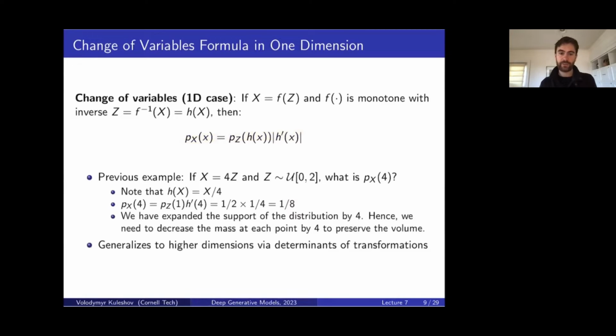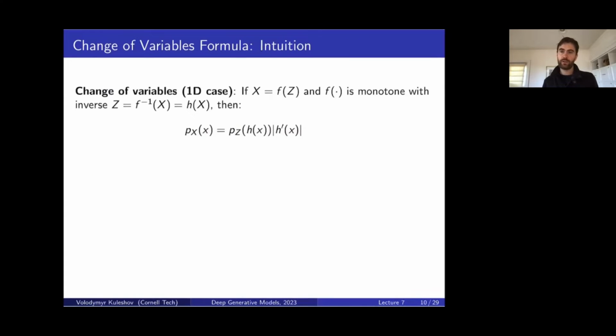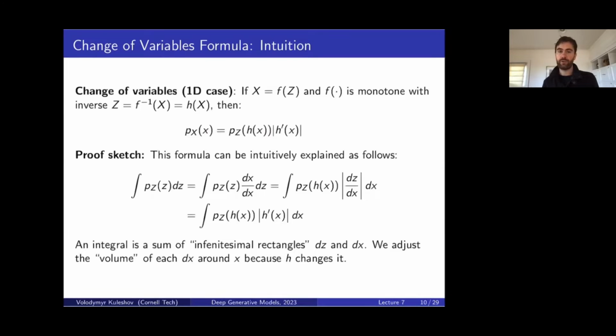So again, what happened here is that we have expanded the support by 4. Therefore, we have to decrease the mass at each point by 4 in order to preserve the volume. There is also another way of looking at this change of variables formula, or a way of understanding what's going on using a little bit more math. Here is a little proof sketch of this formula.